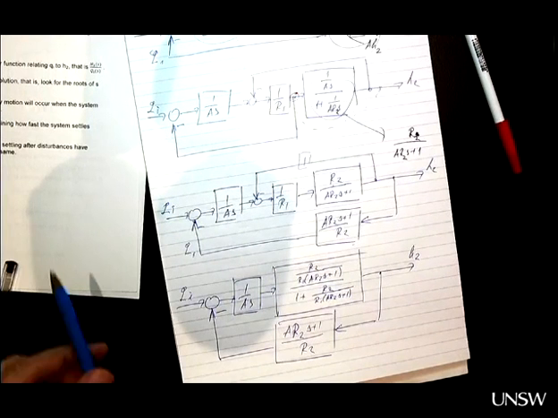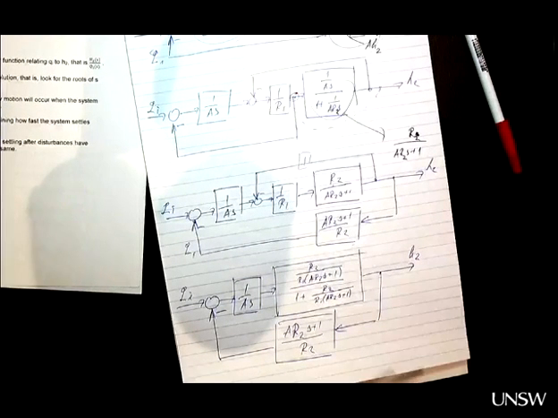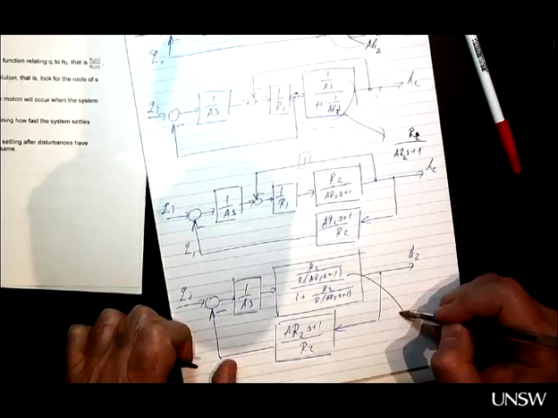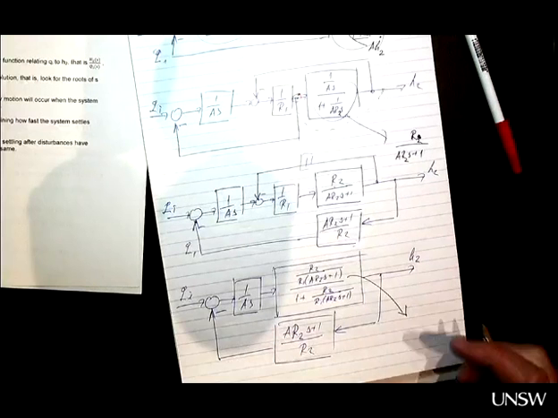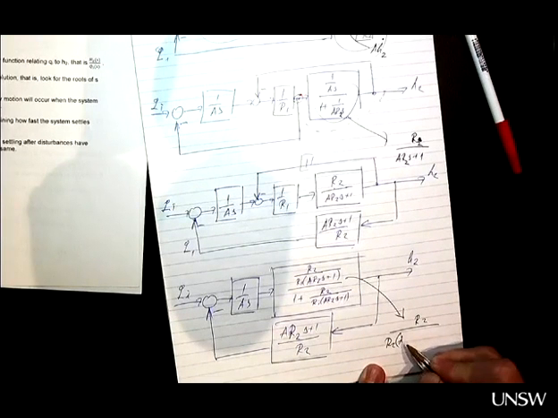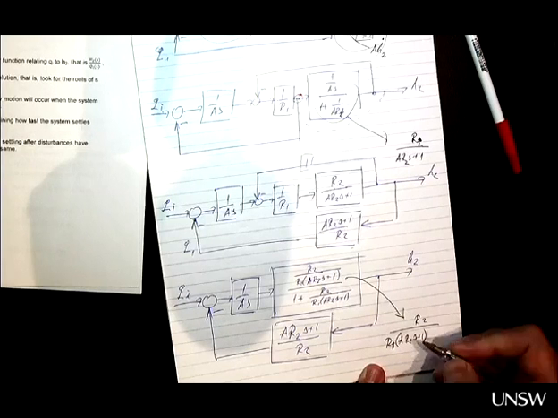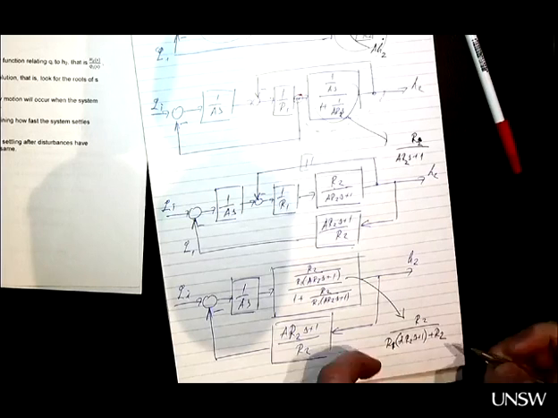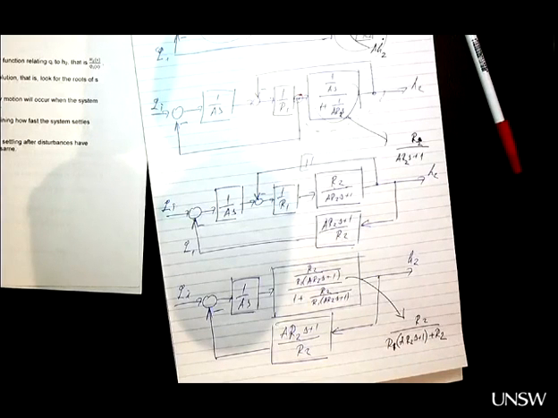Now this, when simplified, becomes R2 over R1, brackets A R2S plus 1, and plus R2. It's not R2, R1. Multiply this with this, and then your last feedback loop.